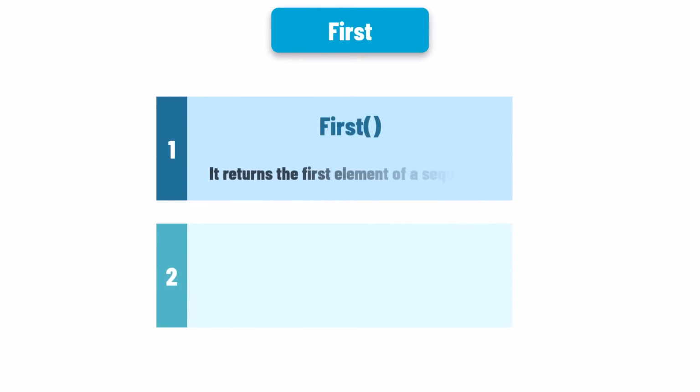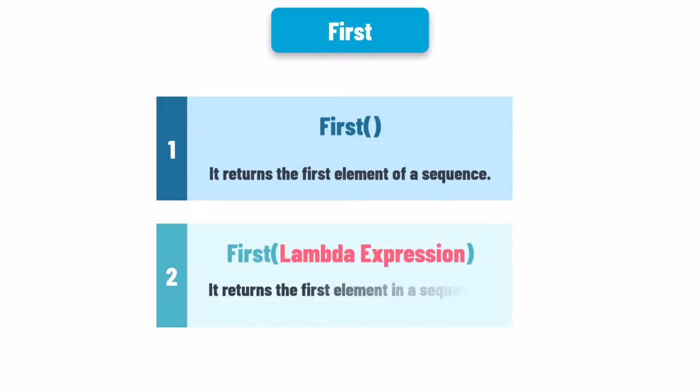It has two overloads. The first overload is used with empty braces. It returns the first element of a sequence. So, if the sequence contains elements, we get the first one as result, else an invalid operation exception will be thrown. The second overload is used with a lambda expression. It returns the first element in a sequence that satisfies a specified condition. So, if the sequence we get as result from the lambda expression contains elements, we get the first element as result, else an exception will be thrown. These are both overloads of the First method. Later I will show you some examples of how to use this method in real use cases.